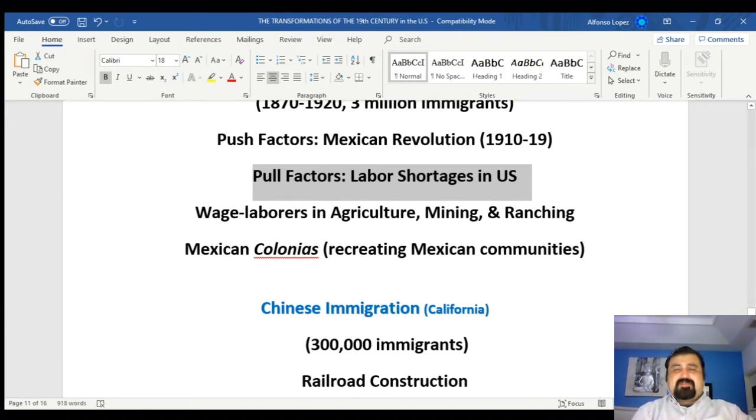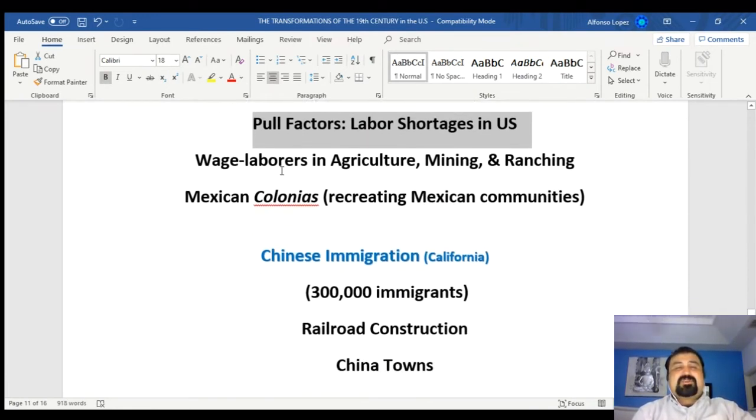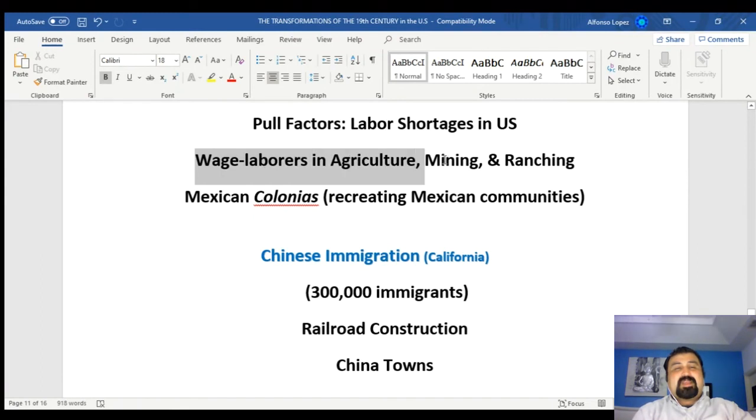So again, they're going to come into the United States in search of labor. They're going to become wage laborers, and in this process, add to the population increase of the Western territories and the states I just mentioned: Texas, California, New Mexico, Arizona, the border states. That is to say, the vast majority reach those states.